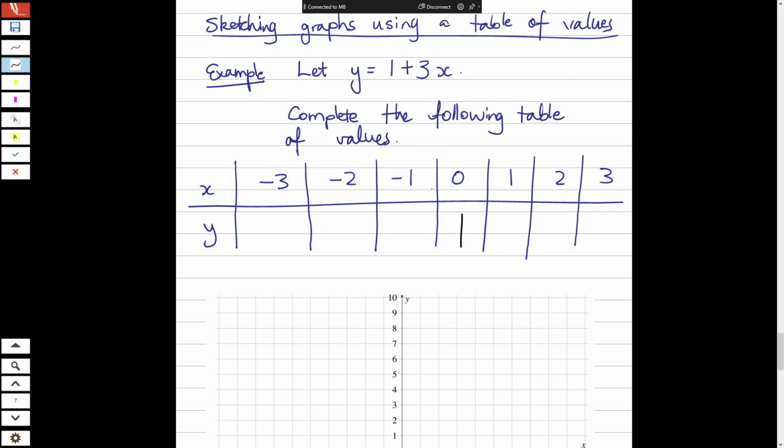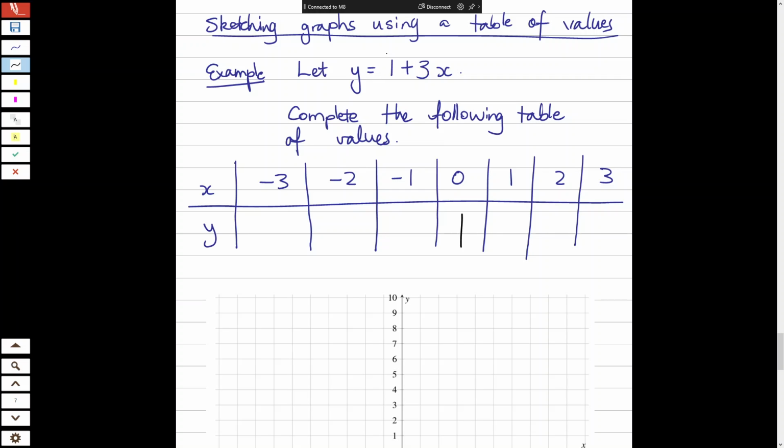Just a question, why wouldn't you go 1 plus 3 and then times 0? Yep, you could do that. You do the multiplication first. But the other point is you could just read off the value here. It's sitting right there for you. Okay?